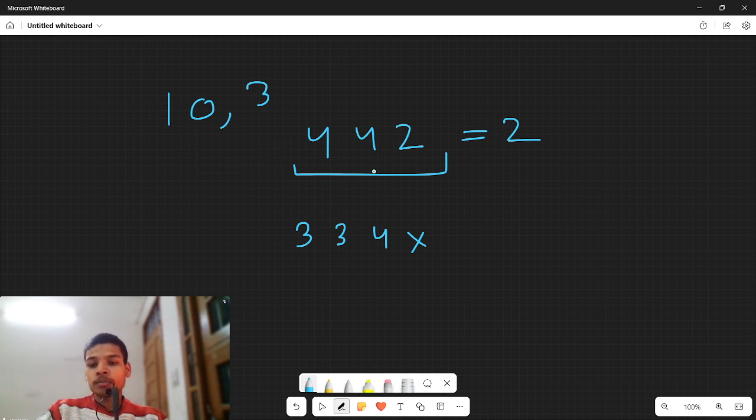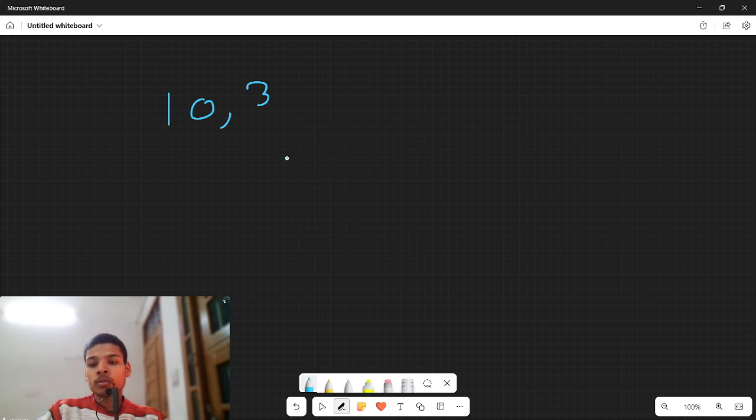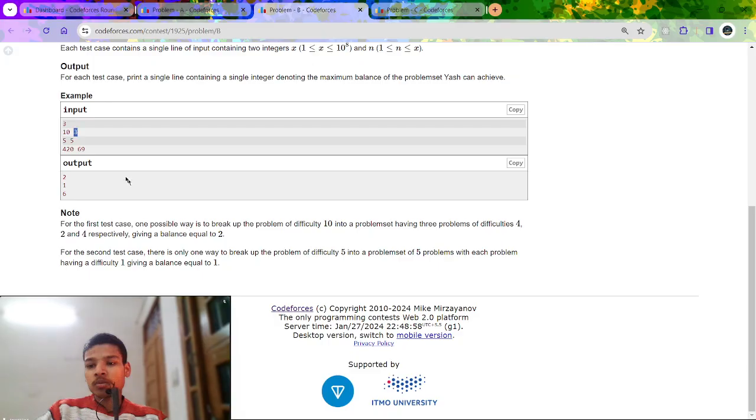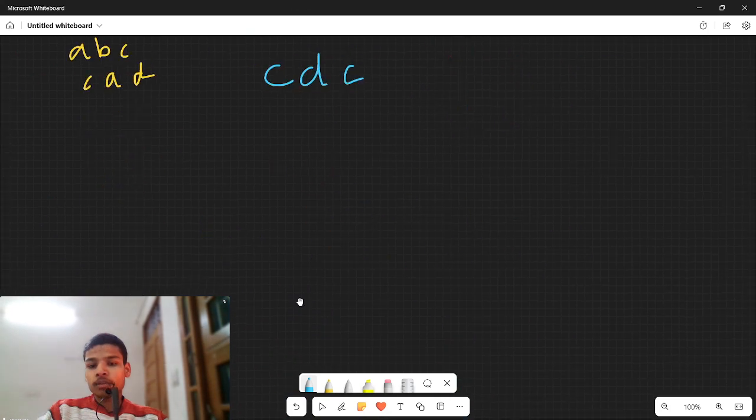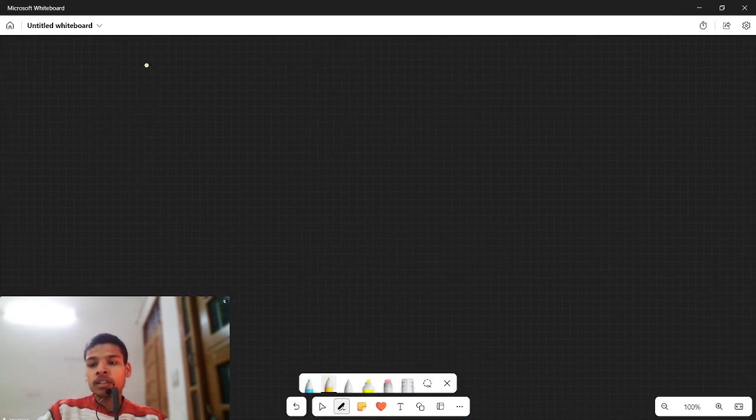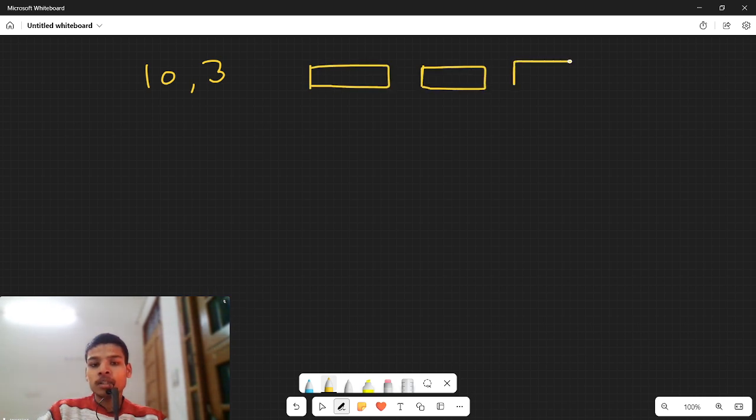First of all, I will do a brute force approach on this. Say I have numbers like 10 and 3, which means I have to somehow divide 10 into 3 parts: one part with this, another with this, and another with this. So what is the maximum possible GCD of this answer? Suppose k is my maximum possible GCD achievable, right?